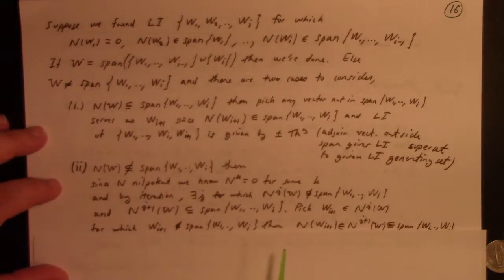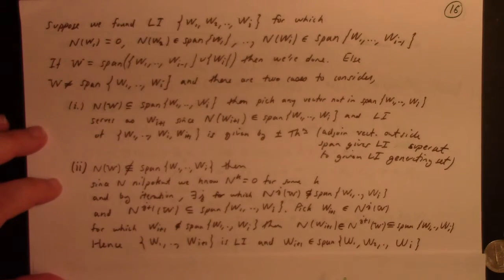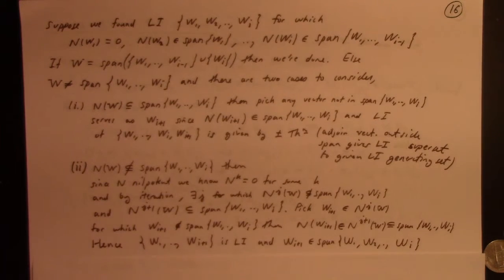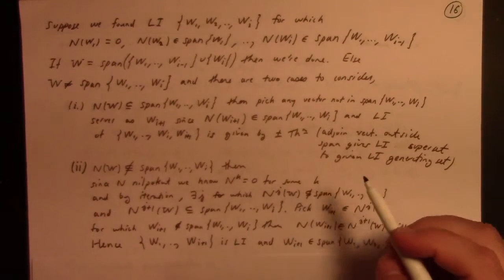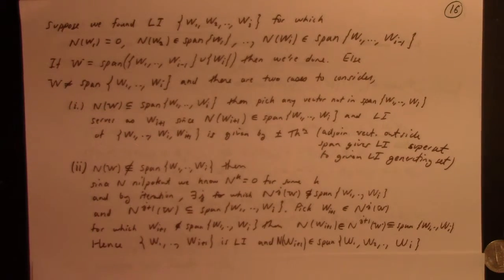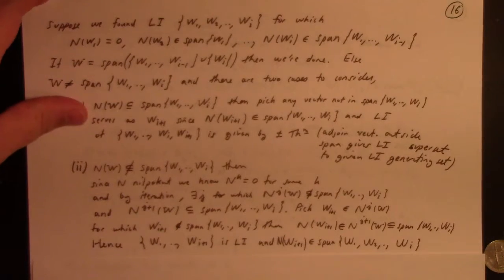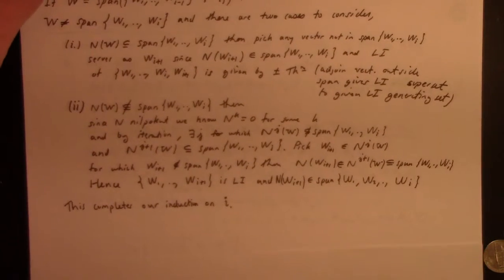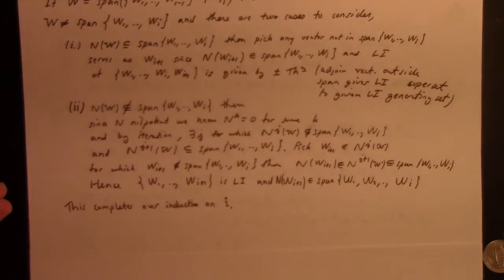And then we can tack that onto the set. Then we have W1 through Wi plus 1 is linearly independent, and Wi plus 1 is in the span. I think I don't want Wi plus 1. I want N of Wi plus 1, if I understand this correctly. All right. Sorry, let me put that back in frame. And this completes our induction on i.